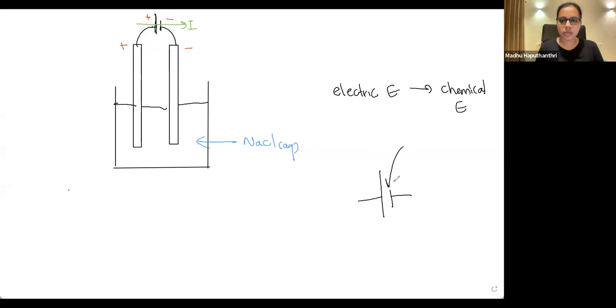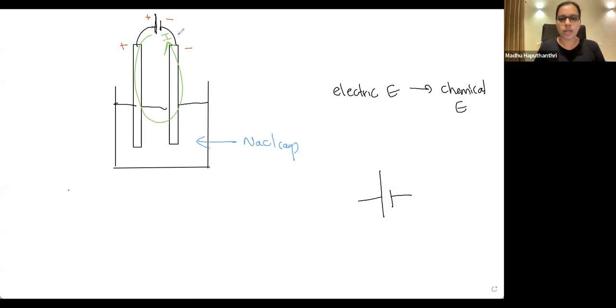There is a space here. This white is representing that current is not flowing through the battery. So current should be flowing from the positive to the negative terminal through the external circuit. Through the external circuit means not through the battery, but in this path. That is the conventional current.